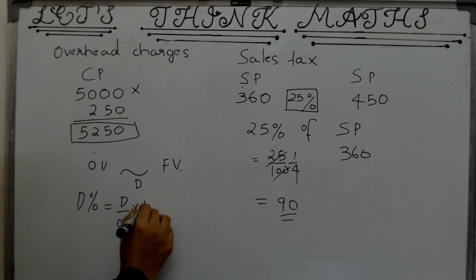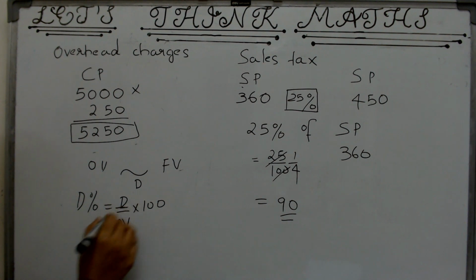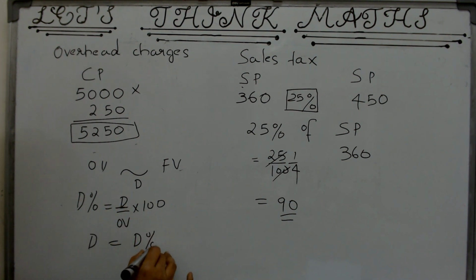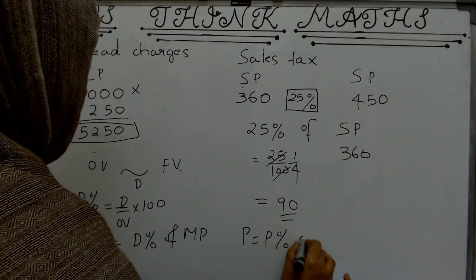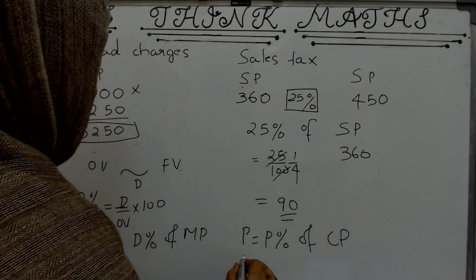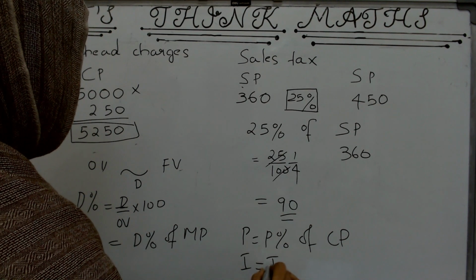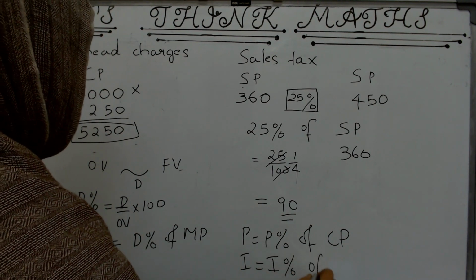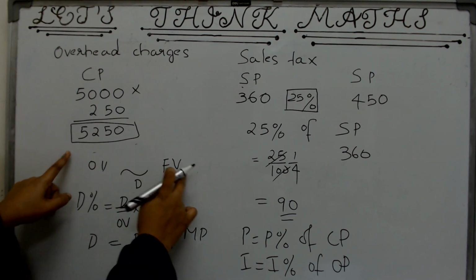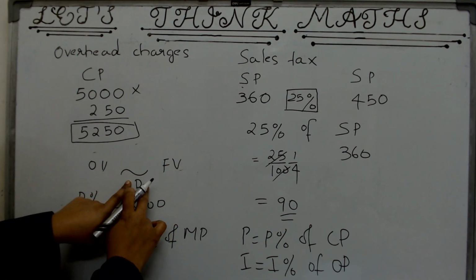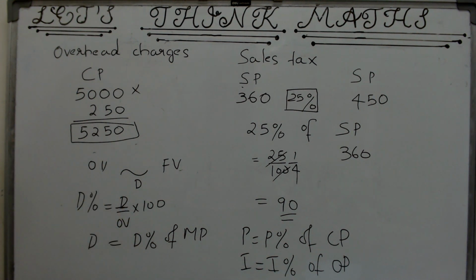And for this difference, for example, if you take discount, discount will be discount percentage of what? The marked price. And profit will be the profit percentage of what? The cost price. And increase will be the increase percentage of what? The original price. So these quantities may differ, the name of the difference may differ, but the logic is the same. So we come to the end of this particular topic.